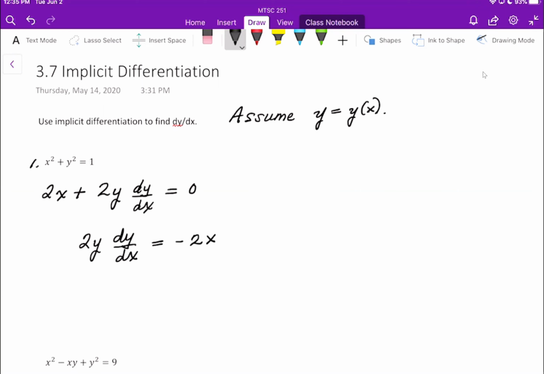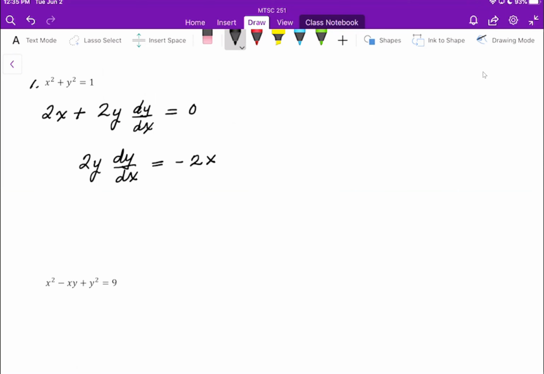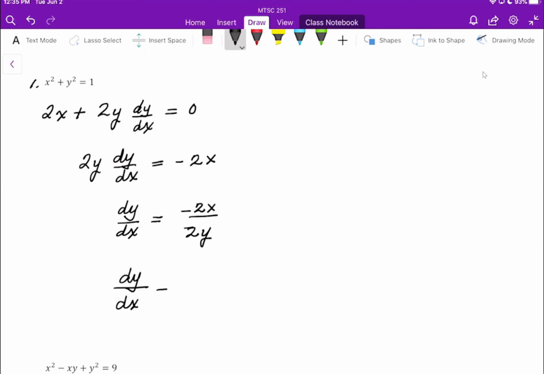And then when we solve for dy dx, we get minus 2x divided by 2y. And so we can get our answer, and that is dy dx is equal to minus x over y.